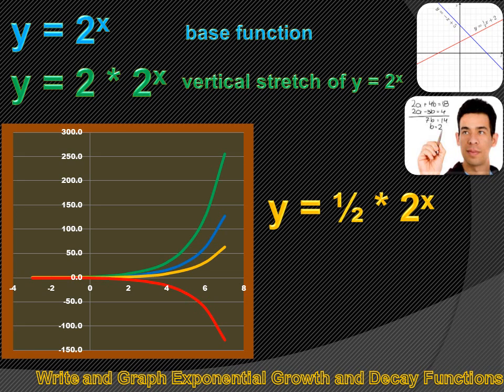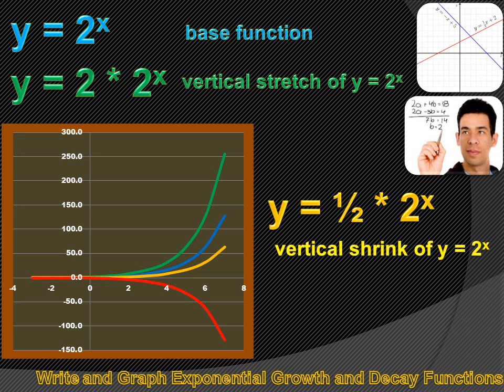How about the yellow line? Well, the yellow line represents y equals 1/2 times 2 to the x power. And you can see that what we've done is every time we've got a y value from our base function, we've cut it in half. So the line won't be as steep as the blue function or the base function. And we call that a vertical shrink of our base function.